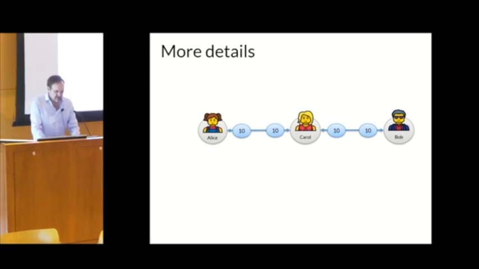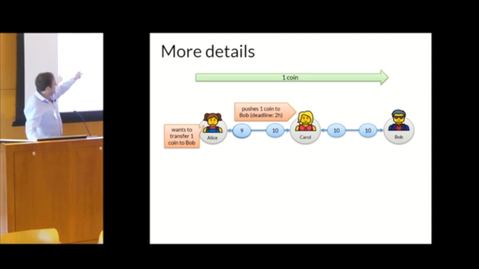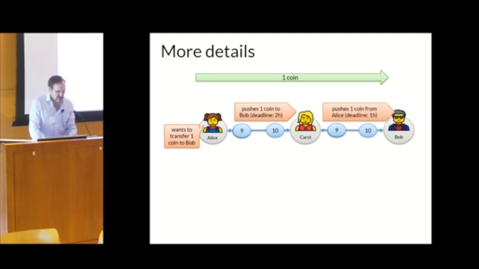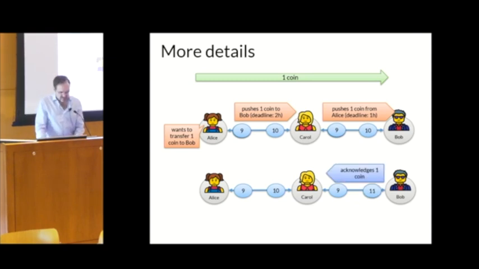In more detail, it looks like this. If Alice wants to transfer a coin to Bob, she would say, we'll call it, push one coin to Carol. So the balance will now change to 9 10. So one coin will be kind of hanging. And then there will be a deadline also attached, saying, okay, please do this transfer within 2 hours. And then Carol can come to Bob and say, okay, I want to push to you one coin with a deadline of 1 hour. Bob acknowledges receiving this one coin within 1 hour, and then Carol acknowledges receiving this coin to Alice.